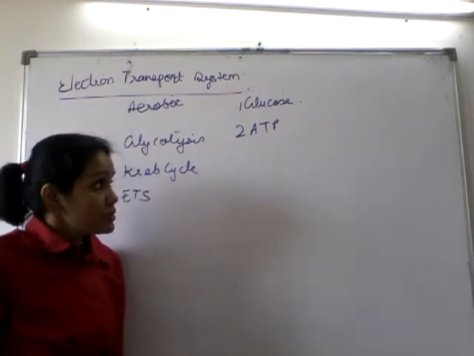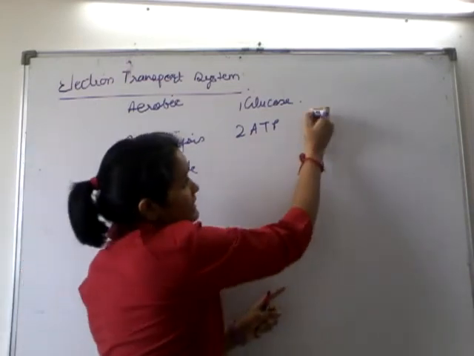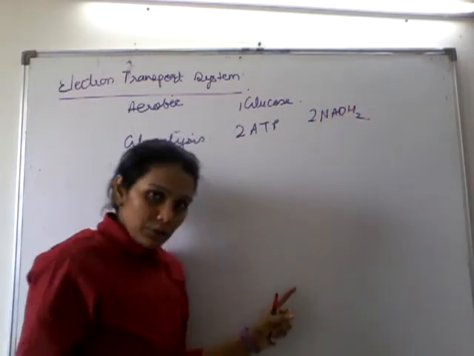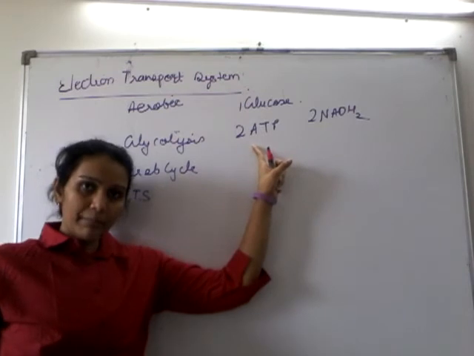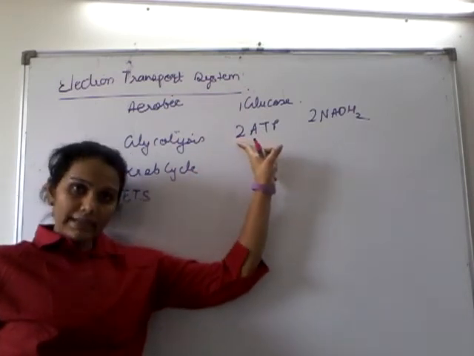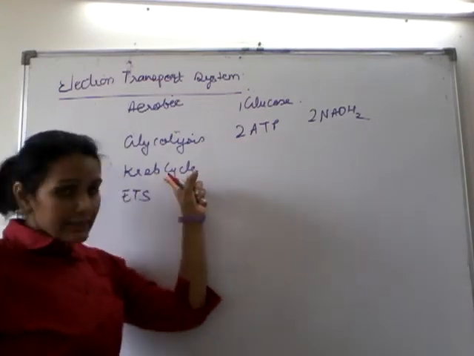By substrate level phosphorylation. And how many molecules of NADH2 were formed? 2 NADH2. Total production was 4 ATP. Remember, 2 were utilized in the first steps. So the net gain is 2 ATP.